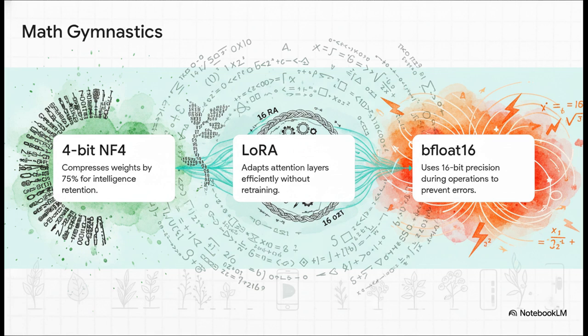To actually pull this off, the developers used an incredible sequence of mathematical gymnastics. First, they compressed the model's weights by a massive 75% using 4-bit normal float quantization. Next, instead of retraining the entire massive network from scratch, they used parameter-efficient fine-tuning, or LoRA, to adapt just the necessary attention layers, throwing in a 5% dropout for regularization. Finally, during the actual math operations, they temporarily use bfloat16 precision to prevent calculation errors, also known as overflows, while the model is actively learning.